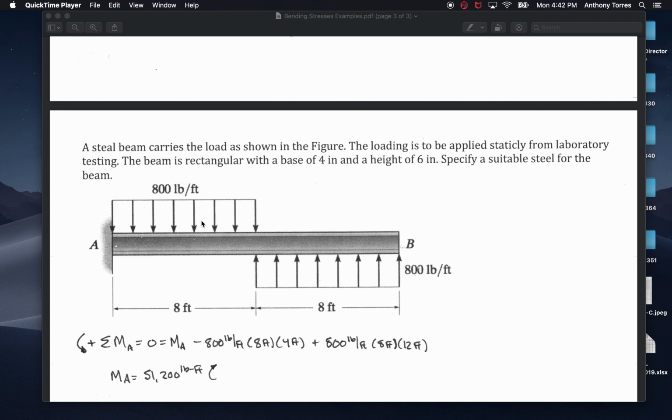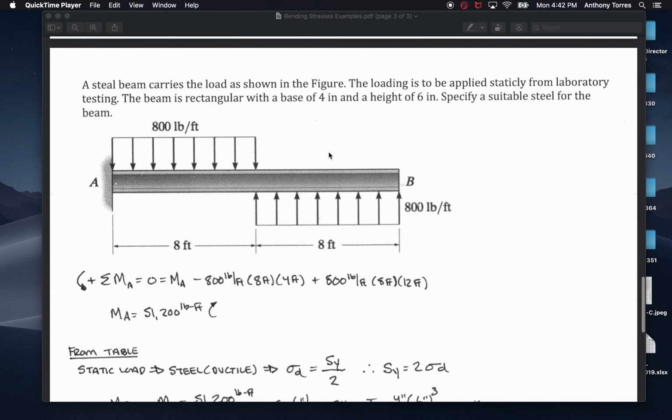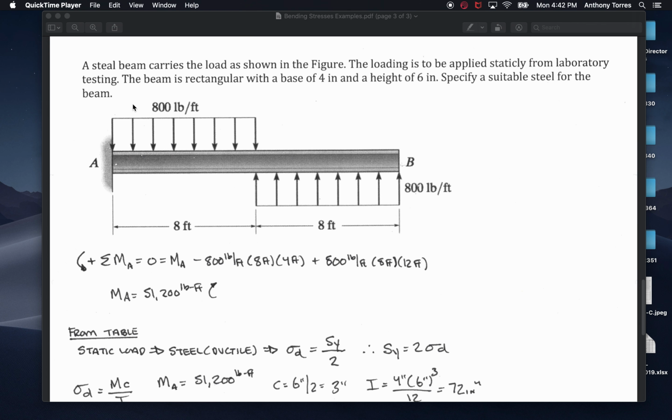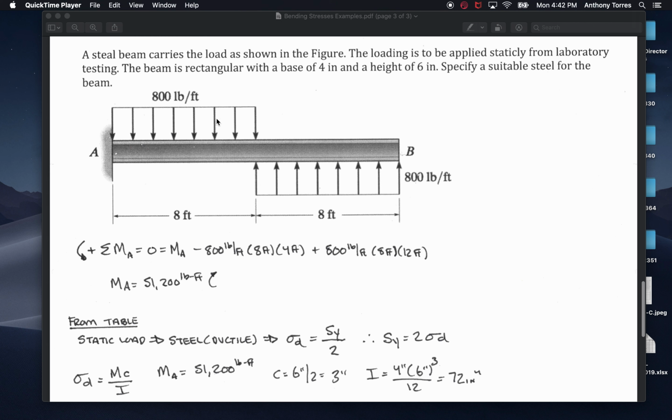Okay, a steel beam carries this load as shown in the figure. The loading is to be applied strictly from this laboratory testing. The beam is rectangular with a base of 4 inches and a height of 6 inches. And I want to specify a suitable steel for the beam. So 800 pound per feet distributed load here. Cantilever beam, okay, it's the same problem that we saw in the shear moment diagram lecture.